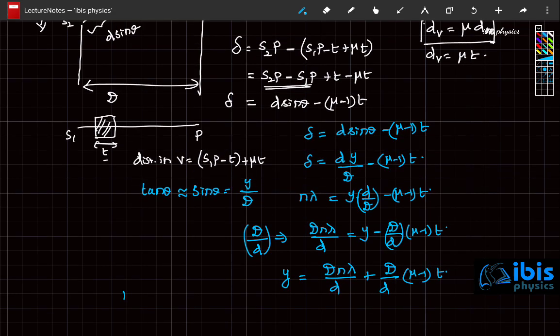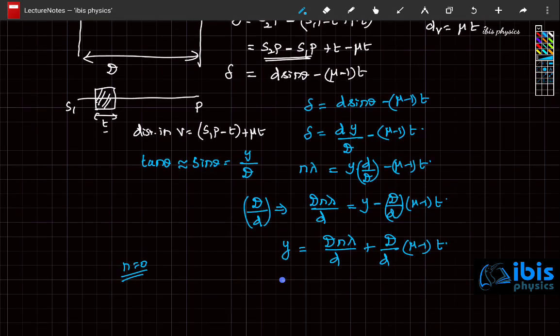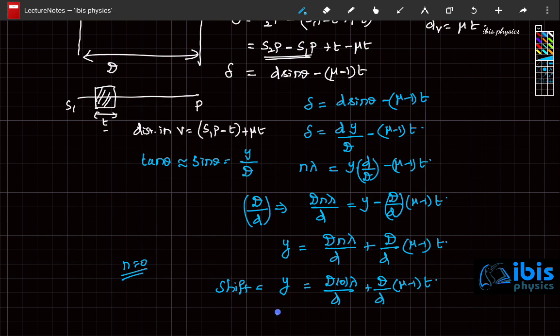So for the central maximum, n will be equal to 0 for the zeroth maximum or the central maximum. So y, the shift in the central maximum, equal to n is 0, so 0 into lambda by d plus D by d into mu minus 1 into t. So the shift in central maximum equal to D by d into mu minus 1 into t.